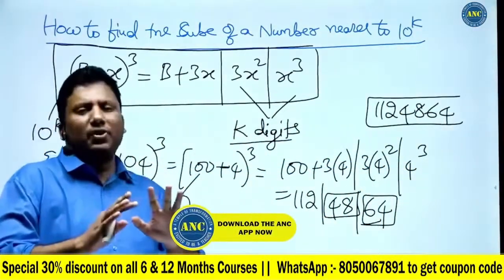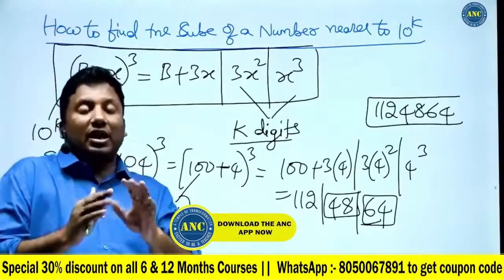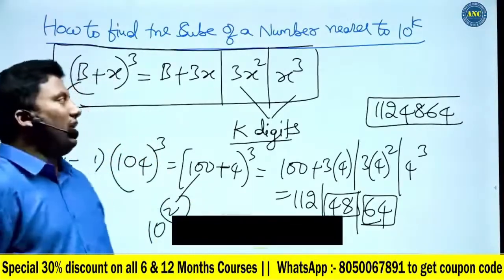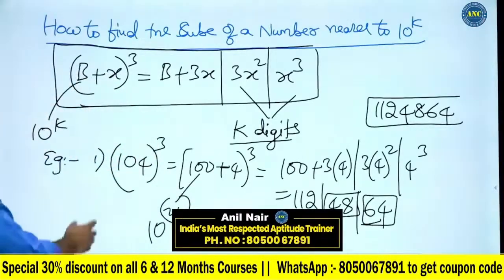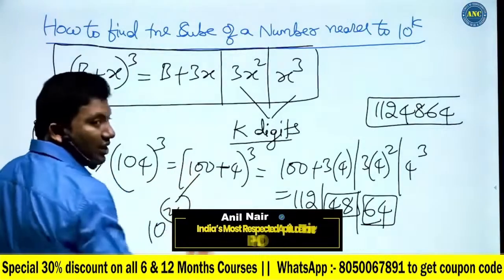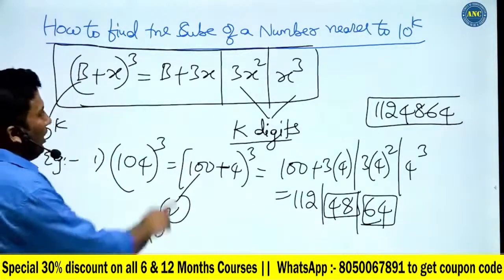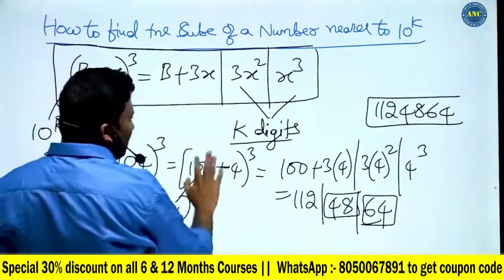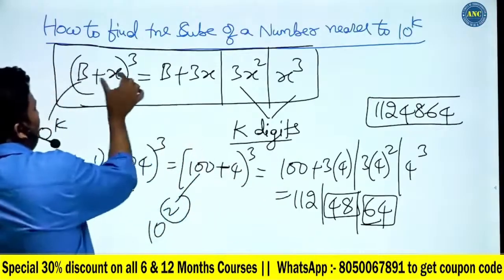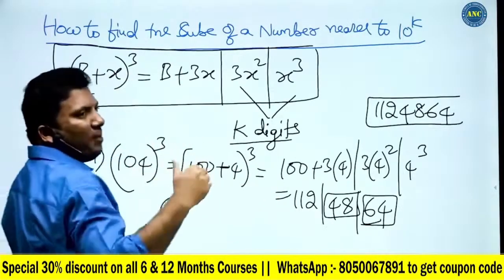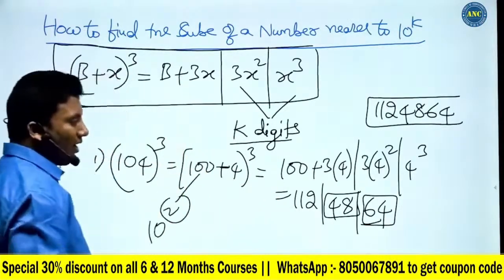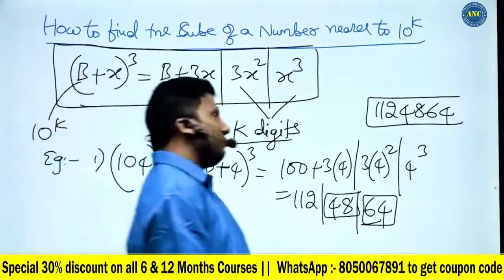More examples we will do right after the class. Please go back and revise this concept as much as possible. 104 whole cube is (100 plus 4) power 3. b is 100, x is 4. Substitution. How did these condensed forms come? b is of the form 10 power k.